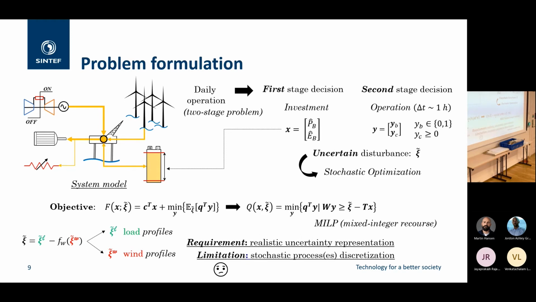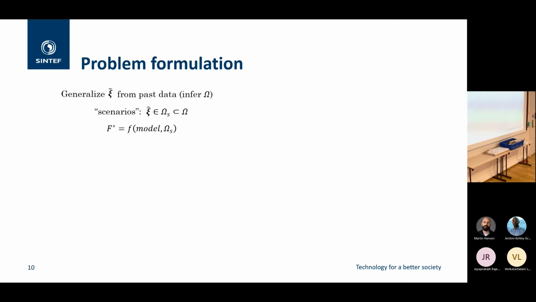The limitation, of course, is how do we discretize this stochastic process? And this is, as you know better than me, commonly done through scenario generation procedures, where we are basically discretizing the true continuous uncertainty. So what we said earlier is that we are trying to generalize and not stick to what has happened in the past, but learn from that, the basic statistics.